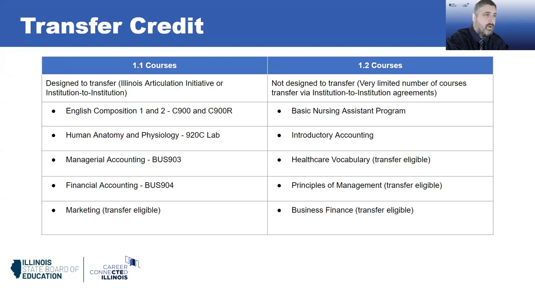The 1.1 courses are designed to transfer with the Illinois Articulation Initiative. And then the 1.2 courses are just laid out here, but are not designed to transfer. So keep that mindset of there being two separate routes here, and ensure that you're looking at how those courses transfer for your students as they are getting into these conversations with colleges. And again, just have an awareness of how this may impact our students.